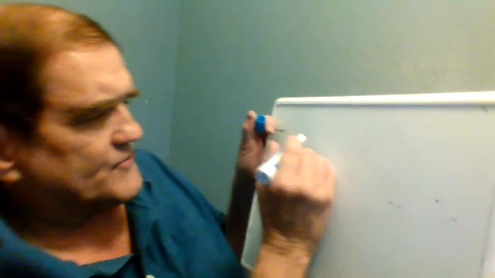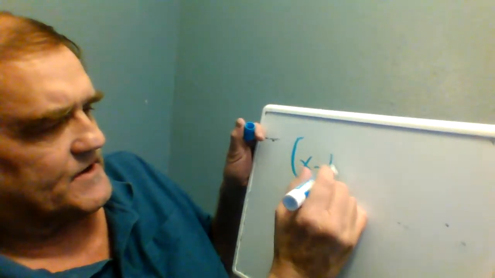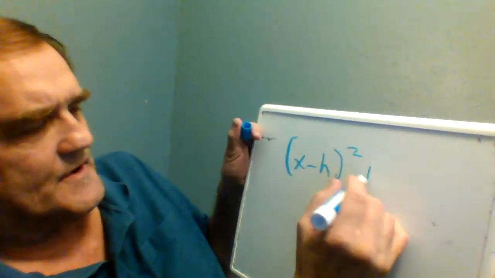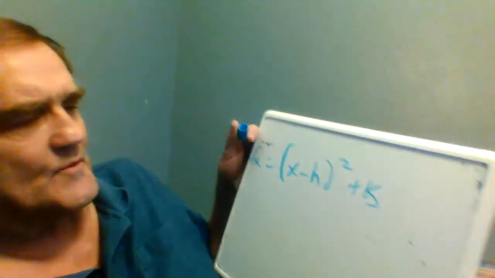Hi there. When we are talking about quadratic equations in vertex form, we're talking about this. The original standard form is one thing, but vertex form is going to be f of x equals x minus h squared plus k.